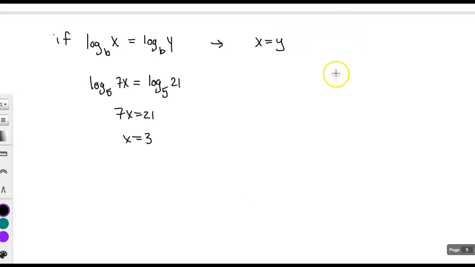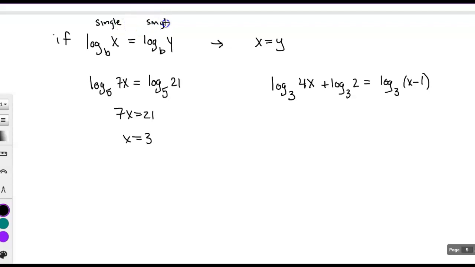Now, a little play off of that is if you had something like log base 3 of 4x plus log base 3 of 2 equals log base 3 of, I'm just trying to make some stuff up here, x minus 1. Okay, this is not log equals log, right? It's not a single log equals a single log. So you have to condense, okay? So you've got to remember, if you have multiple logs, the first thing you have to do is condense.